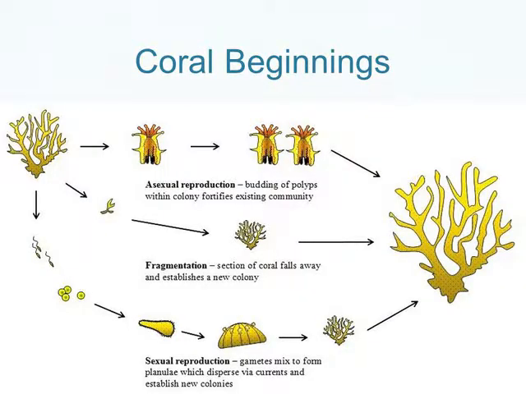Alright, so how do corals reproduce? They can do three main types of reproduction. The most common type is asexual reproduction, where a polyp just splits itself into two, makes a clone of itself, and now you have two identical individuals. And that's typically what you'll see on the head of the coral. All of the individuals on one coral head are all the same individuals.